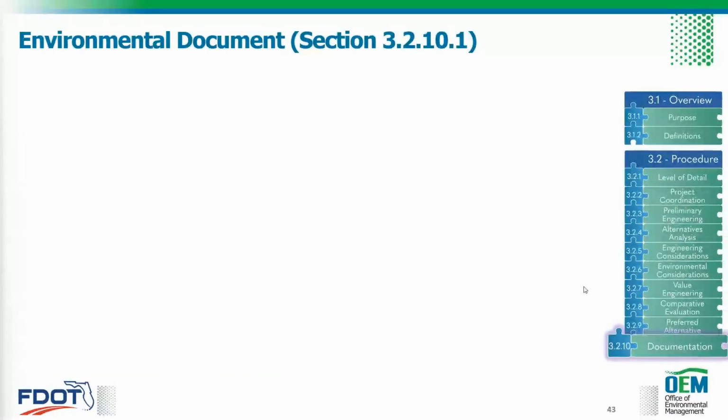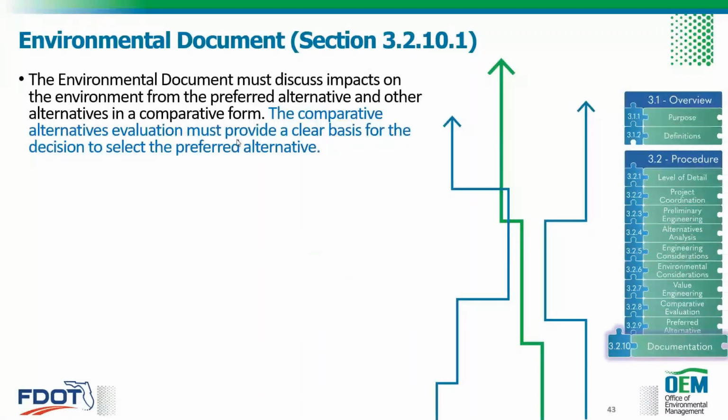All right, so the last section of the chapter that we're going to talk about today is documentation. And the first part up in that section is actually the environmental document. So if you go to the chapter and look at this section, the first thing that we are going to talk about is the fact that the environmental document must discuss impacts on the environment from the preferred alternative and other alternatives in comparative form. So this is where your engineering and environmental documents need to be consistent. The comparative alternatives evaluation must provide a clear basis for the decision to select the preferred alternative. So we've gone through our alternatives analysis. One of them has been selected as a preferred alternative, and we need to document the why.